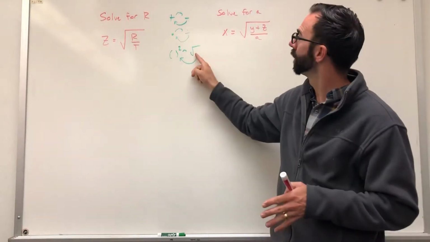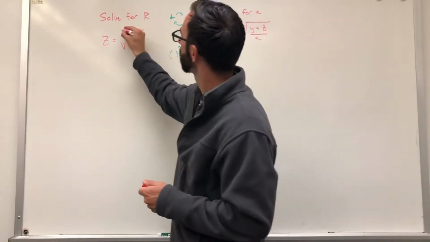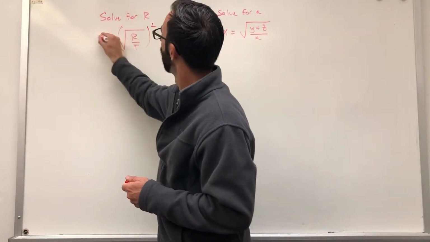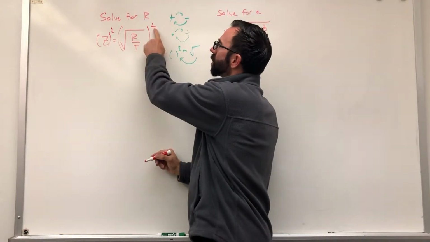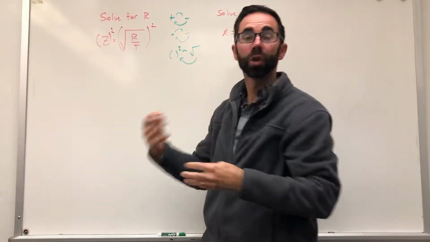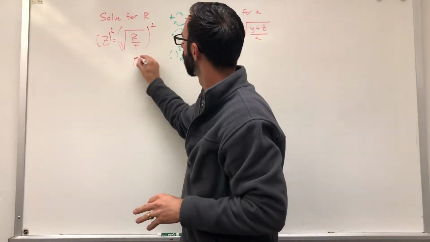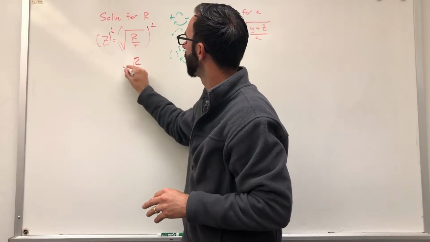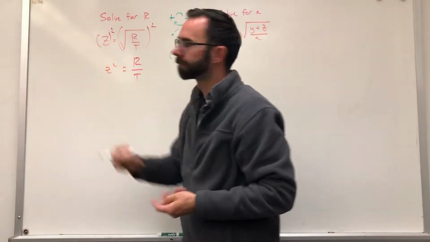And so we come right here, the opposite of the square root is squaring. And see what happens is when I square both sides, squaring a square root, those are opposite operations, which means they cancel each other out. So look, I'm only left with r over t now. See, pretty cool, right? And then over here I have z squared.